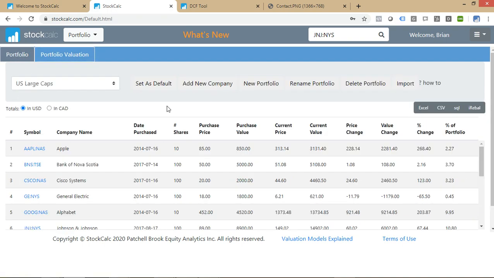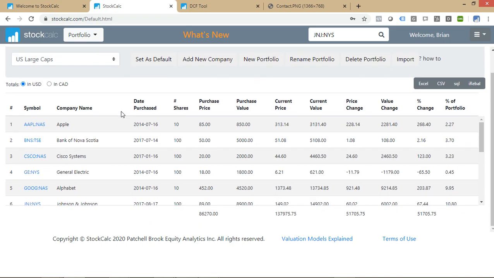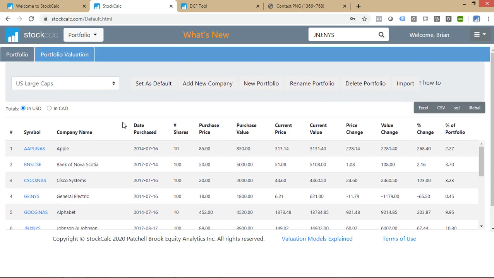So you could use that in a portfolio competition, for example, if the students were engaged in a stock market competition. They could be building their portfolios, looking at the valuations as part of the criteria that they're using to select the companies. You can do it very quickly with StockCalc as well too.